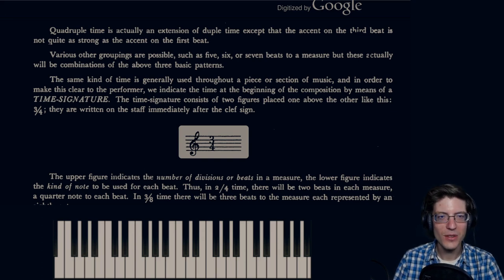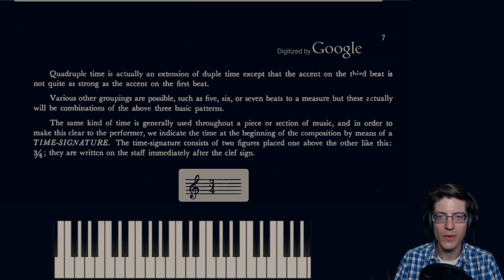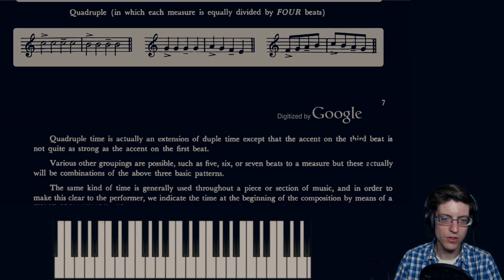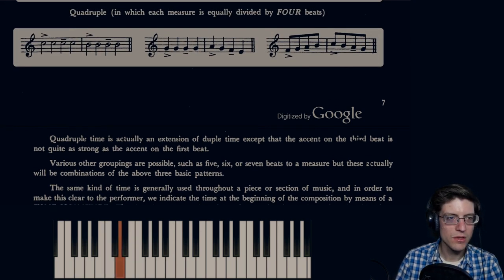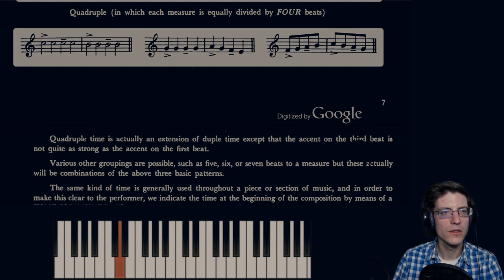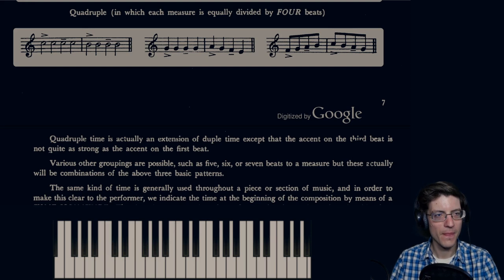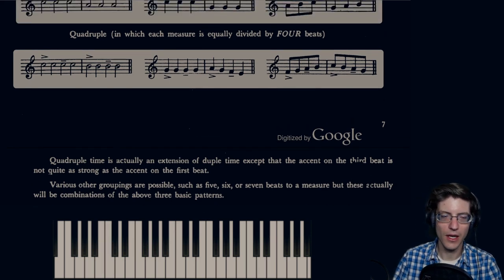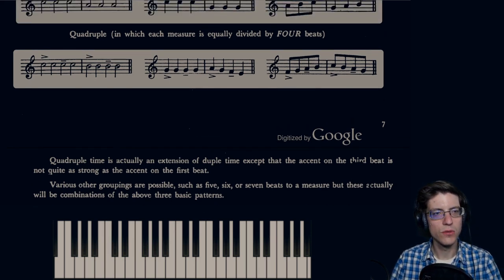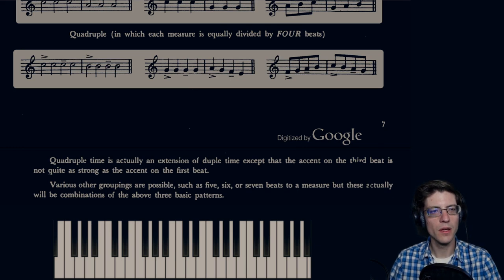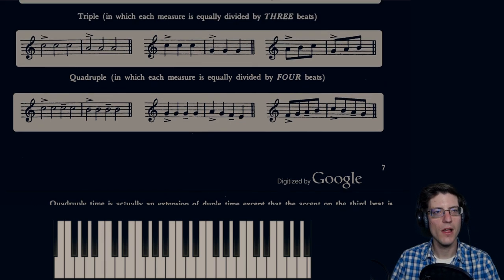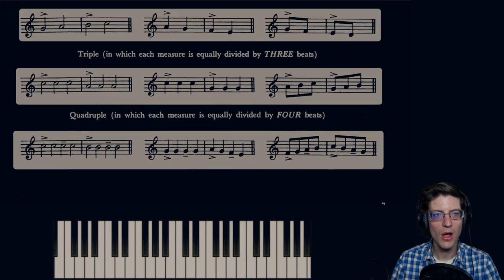Okay, so we were talking about how quadruple time is actually an extension of duple time, except that the accent on the third beat is not quite as strong as the accent on the first beat. So we go 1, 2, 3, 4, 1, 2, 3, 4. So looking at our example, 1, 2, 3, 4. So we're not thumping that third beat, so to speak, on our duple time.